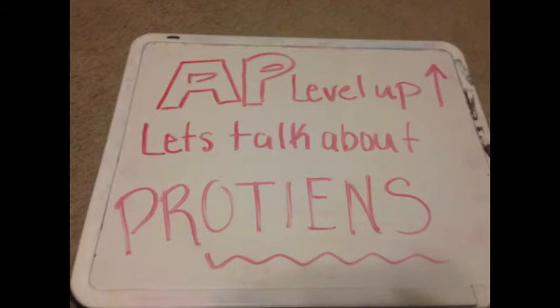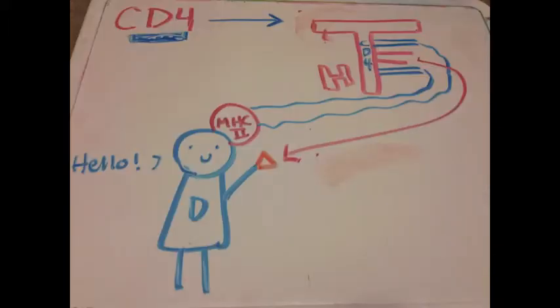Now you have AP leveled up. We are going to talk about proteins. CD4 protein, not meaning the fourth CD, helps the helper T cell stay attached to the class 2 MHC on the dendritic cell. This attachment lets the dendritic cell transfer the antigen fragment to the helper T cell. Without CD4, the helper T cell would not be able to stay attached to the dendritic cell's class 2 MHC. So CD4 plays a very important part in the beginning of the acquired immune response.